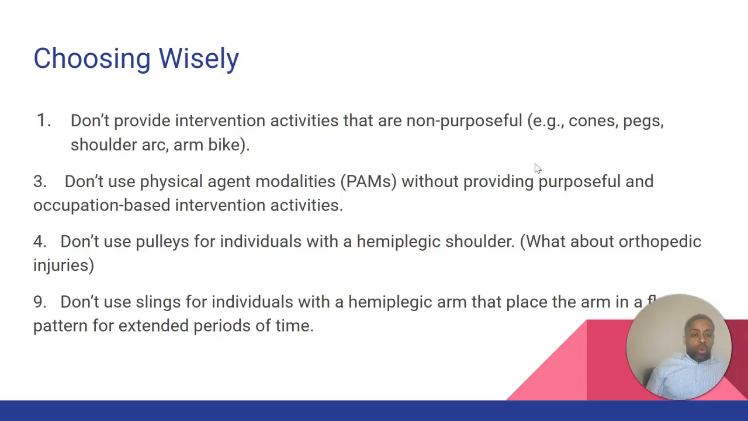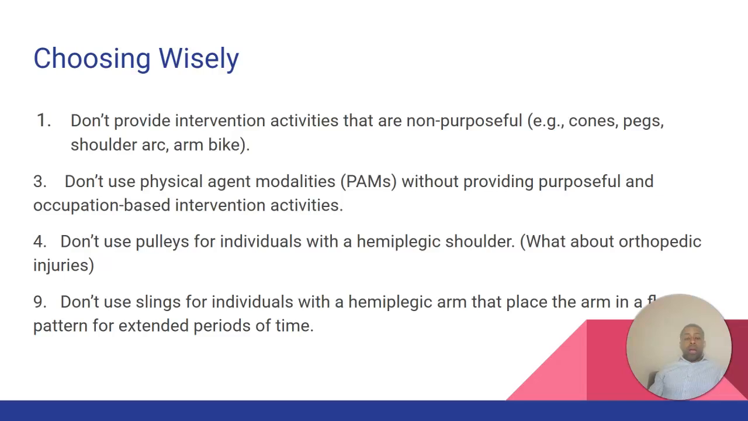All right, so when choosing interventions, choose wisely. Never use interventions that are not purposeful or engaging: cones, pegs, shoulder arc, arm bike. There may be a place for cones and pegs and arm bike, but in many cases these are not purposeful and not engaging. So really use activities that are relevant and salient for the individual.